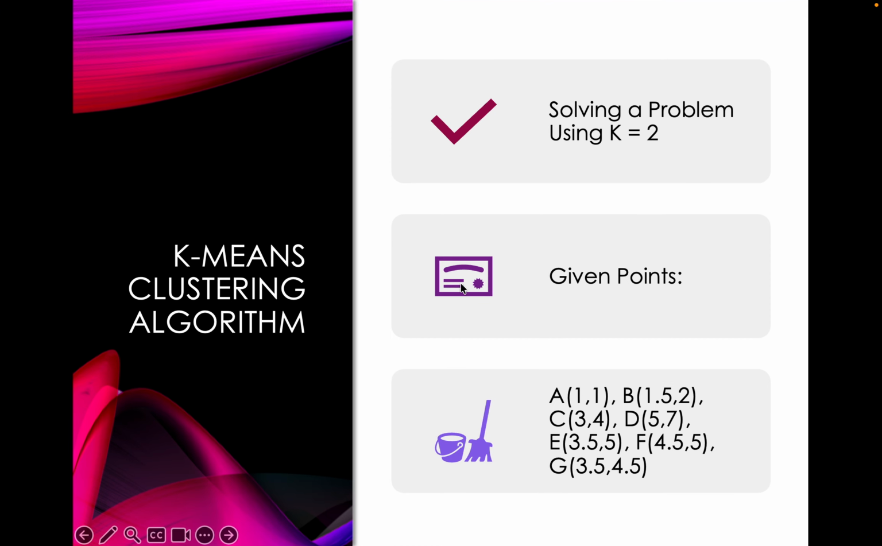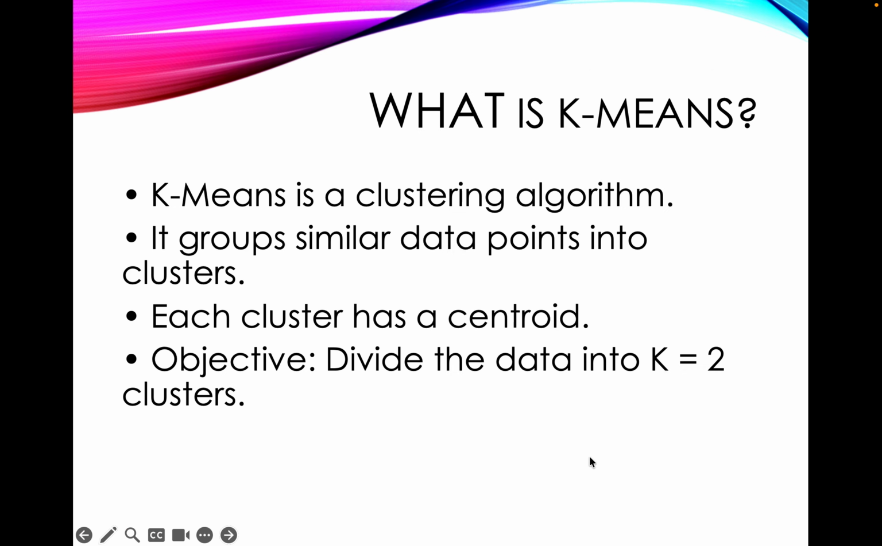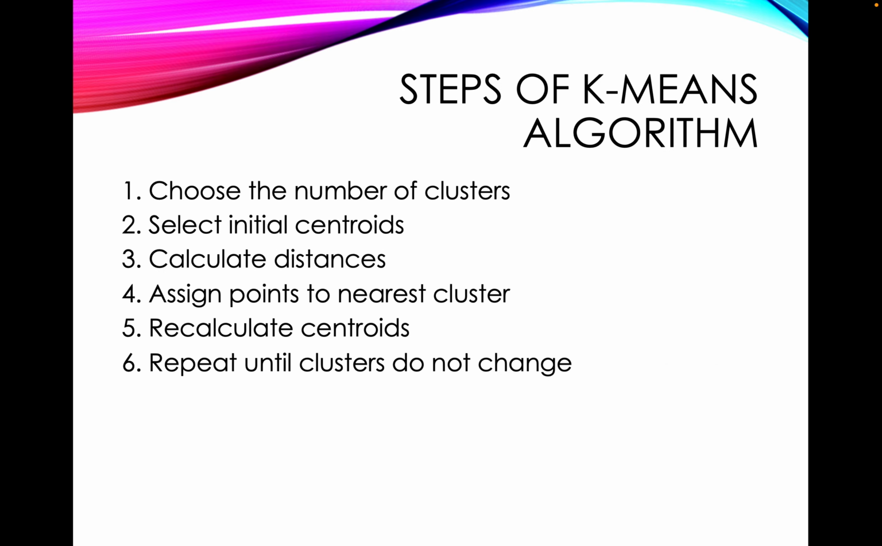So here this is a given k as 2 and this is the data points. So what is k-means? It's a clustering algorithm which groups the similar data points into clusters. Okay, and each cluster has a centroid and it divides the data into two. That is two clusters we have to consider, right?